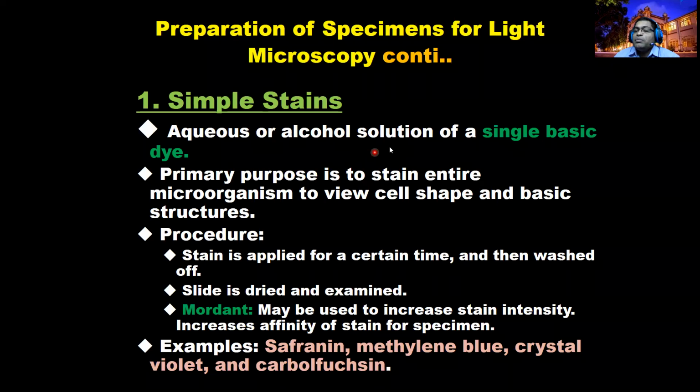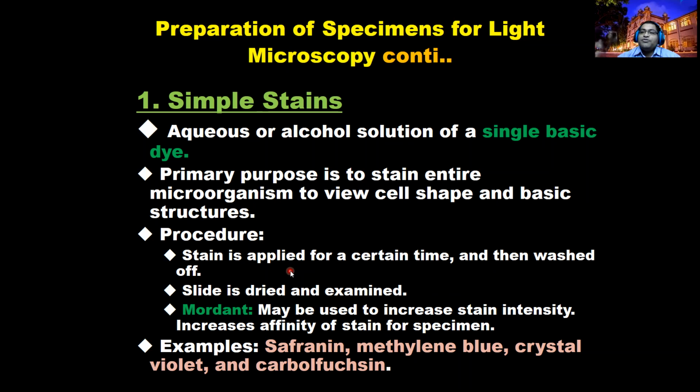If you mix the dye in an alcohol solution and stain the bacteria, we call it a simple stain. You stain only one time, that's why it is called simple staining. The primary purpose is to stain the entire microorganism to view the cell shape and basic structures. As I told you, when the organism is stained with these basic dyes, the stain will penetrate inside, so you can observe the basic structure of the microorganism very clearly. The procedure is that the stain is applied for a certain time, then washed off.